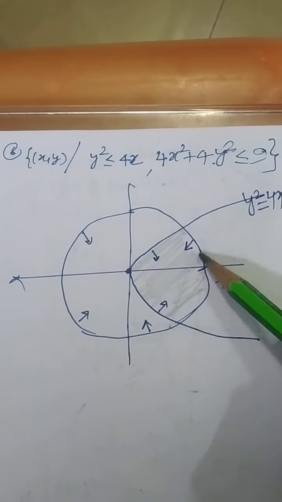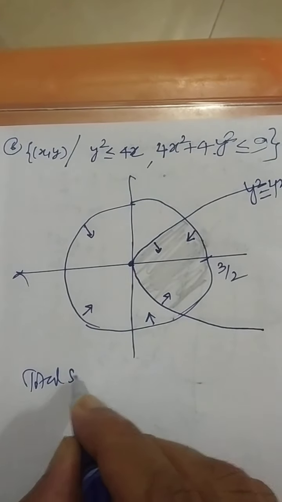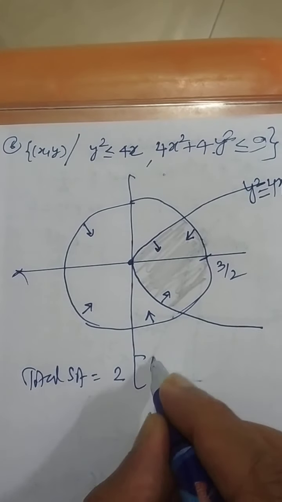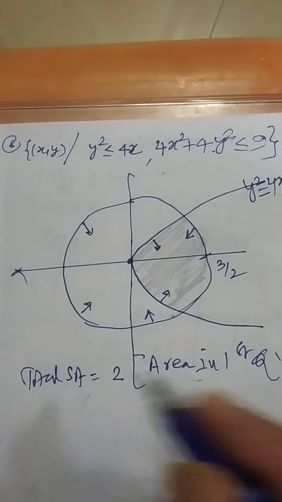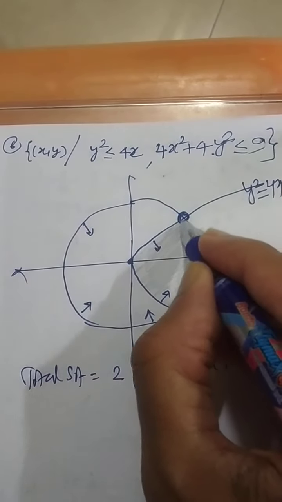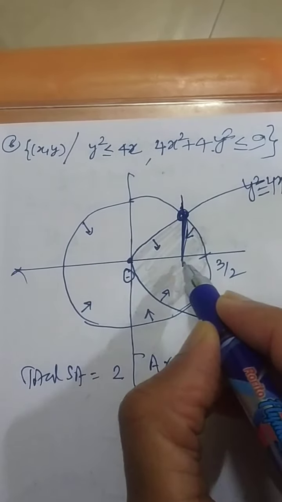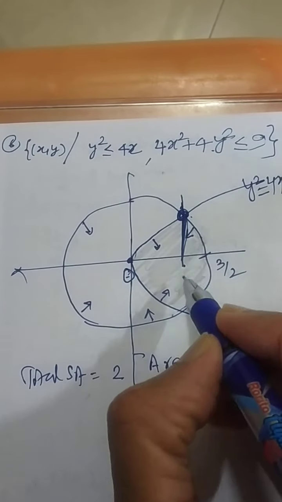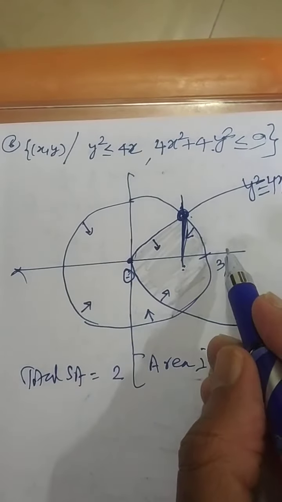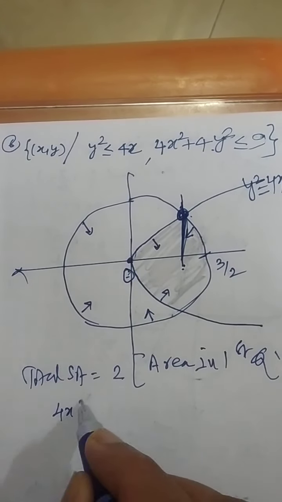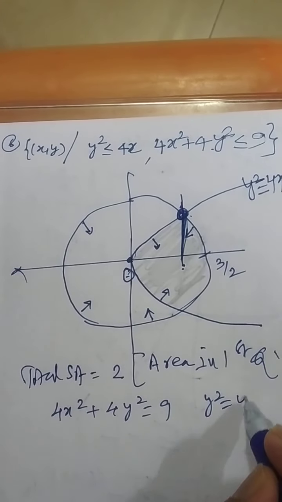The total shaded area will be equal to 2 times the area in the first quadrant. How to get the area in the first quadrant? You should know this point, because this point is dividing everything into 2 parts. From 0 till here it is under the parabola, plus from this point to this point it will be under the circle. So now your task is to find this point. Which two equations will you solve? 4x square plus 4y square equals 9 and y square equals 4x.